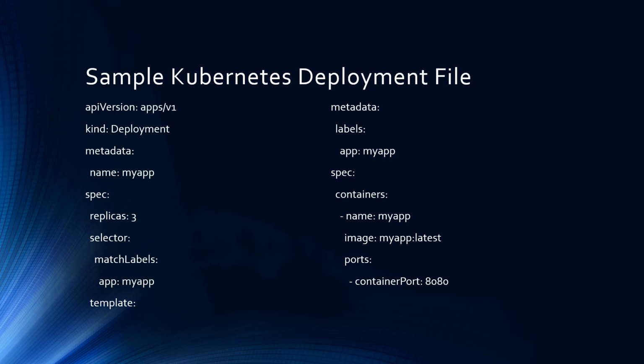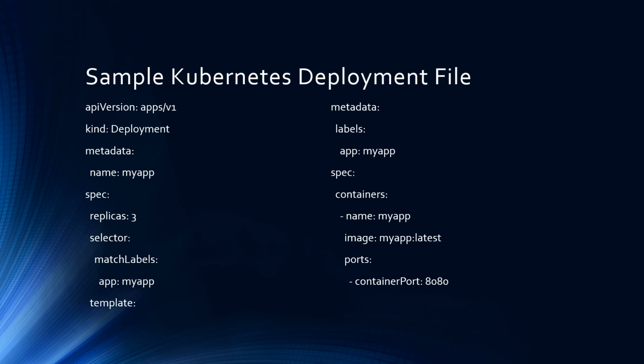The selector and labels sections might seem redundant at first, but they serve an important purpose. They create a logical grouping of pods that belong to this application, allowing Kubernetes to manage them as a unit. This labeling system is fundamental to how Kubernetes organizes and manages resources.